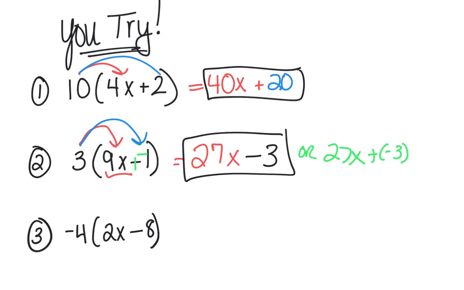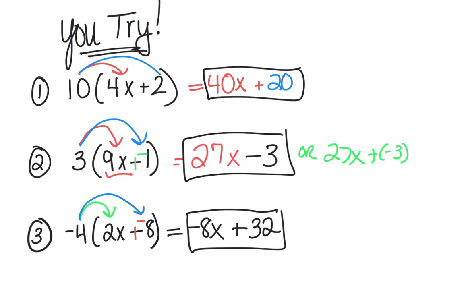And I'm actually going to do that on this last one. I'm going to turn 2x minus 8 into 2x plus -8, so that as I distribute here, you'll see why this makes it a little easier. I've got -4 times 2x, that's -8x, plus, and now I've got -4 times -8. Well, a negative times a negative is a positive, so I end up with -8x plus 32. And that's my simplified expression for that one.